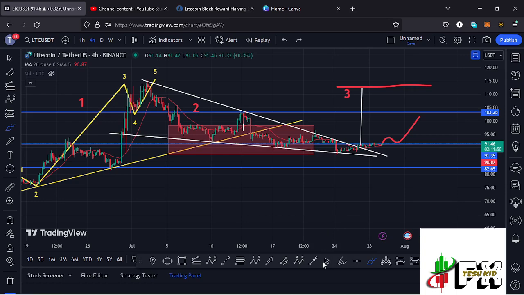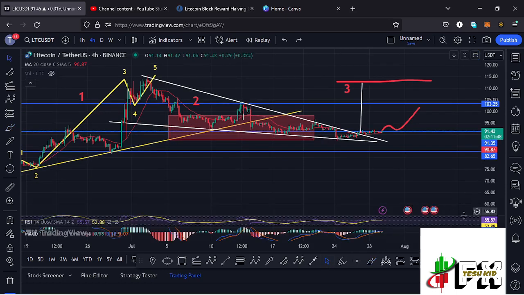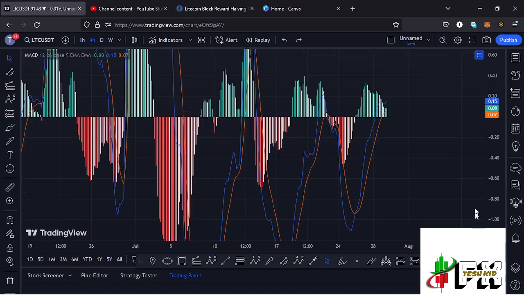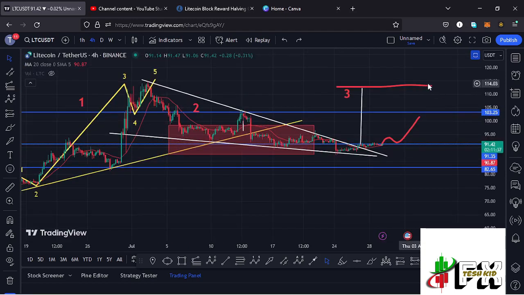Also taking a look at the indicators, here on the RSI we are trading at around the 55 mark, fully supporting higher prices. On the MACD we have been able to print a bullish cross, fully supporting higher prices. So let's be patient and see how that plays out and I will be keeping you up to date.